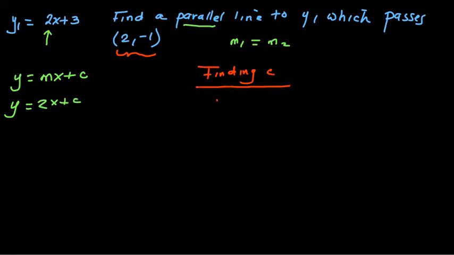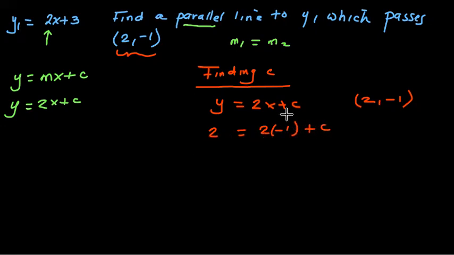So I write what I have. I have y is equal to 2x plus c, and I'm going to use the point (2, -1). What does that mean? That means that when y is 2, x is -1. So 2 = 2(-1) + c. And now I have a single variable equation. That's all right. I can handle that. I've been taught to handle that.